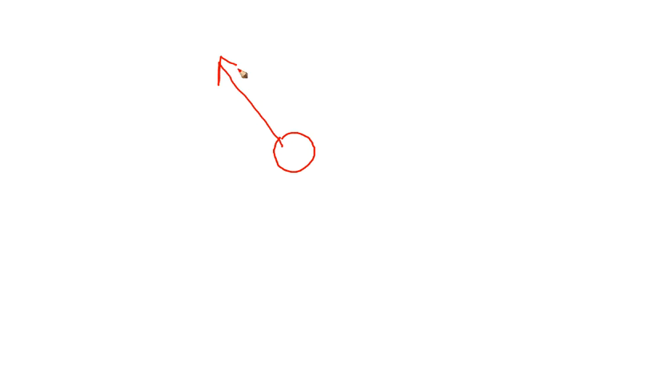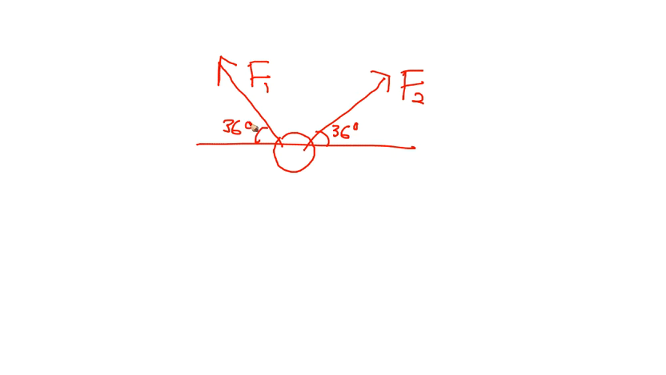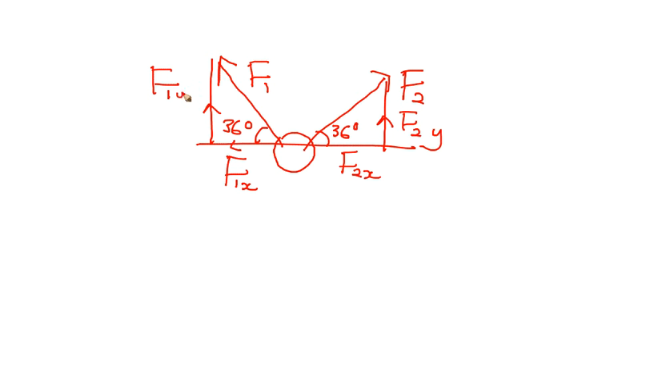Or we can use this: we have F1 and we have F2, and the angle here is 36. The angle here is 36. You can use the triangle here, so this is F2x, and here is F2y, here is F1x, here is F1y.